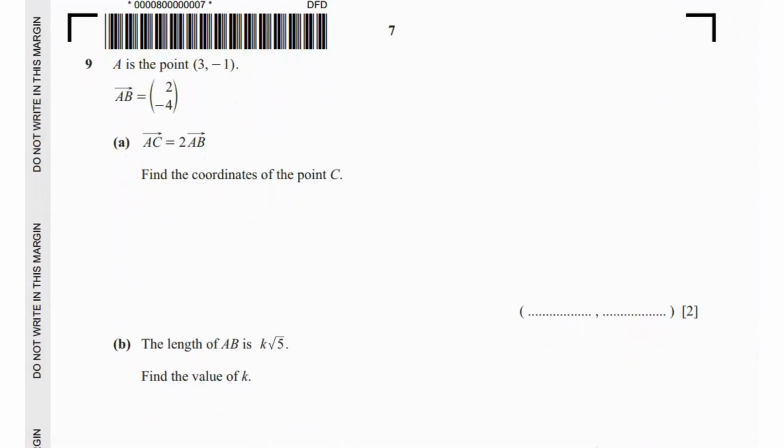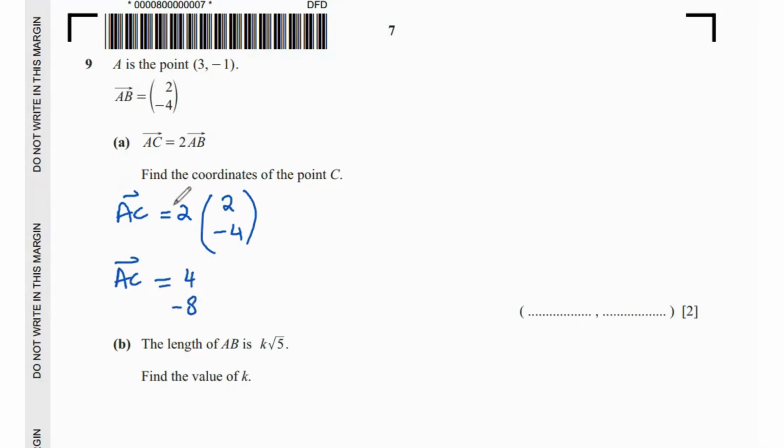Then A is the point 3, -1. Vector AB is 2, -4. Vector AC is equal to twice of AB. We have to find the coordinates of point C. So AC is twice of AB. So 2 times 2, -4, which is 4, -8.